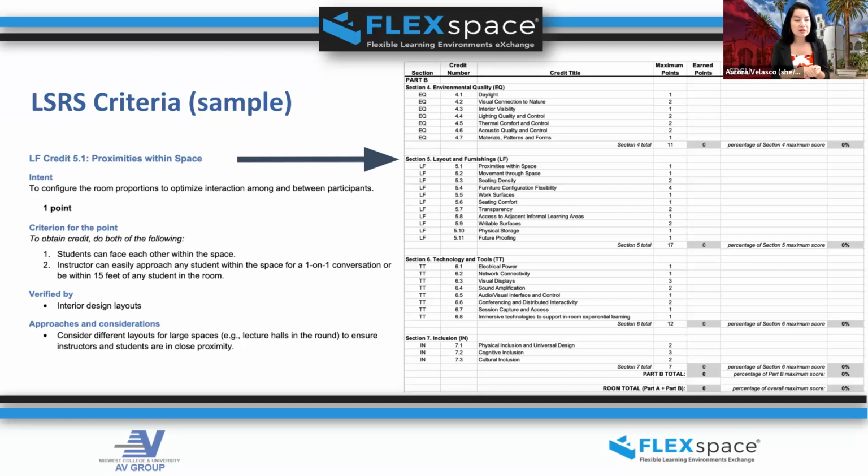I want to note the next part, where it says verified by. That's an interesting part of the LSRS. It's not subjective. It's not, oh, sure, this seems fine, this room seems cool. Everything must be backed up with some evidence. So in this case, they're saying we can prove this room can receive this point by the interior design layouts, showing how much space is between the desks, for example. And on the right, you can see a sample score sheet going through each criteria for a particular space.